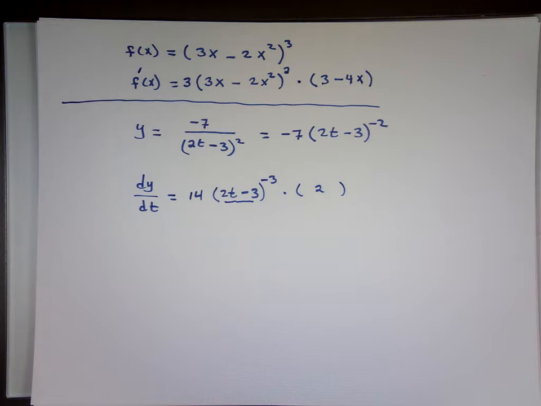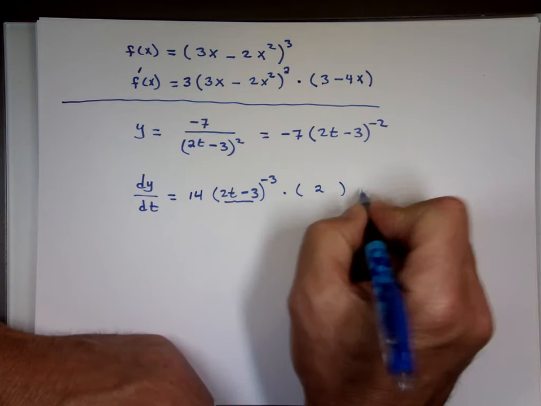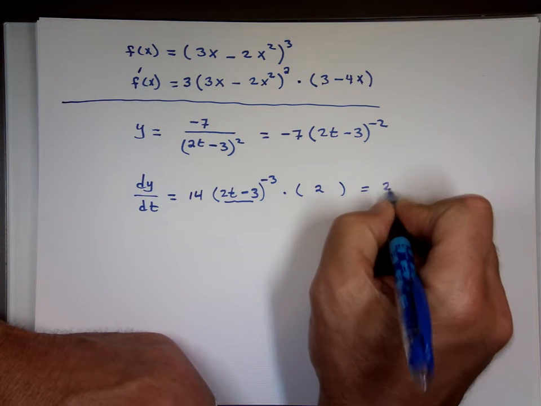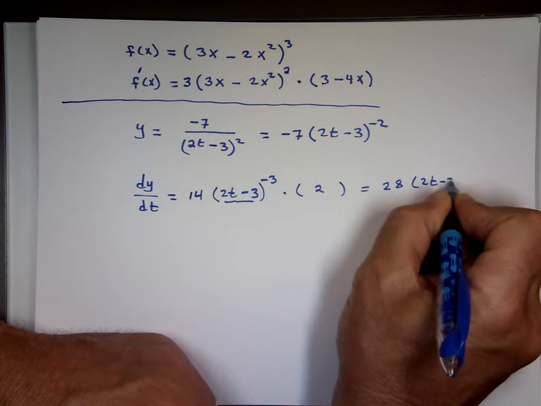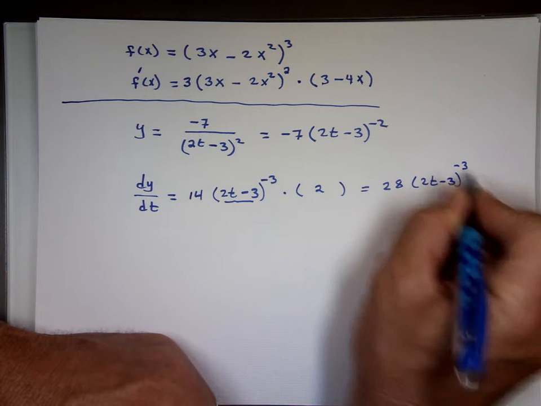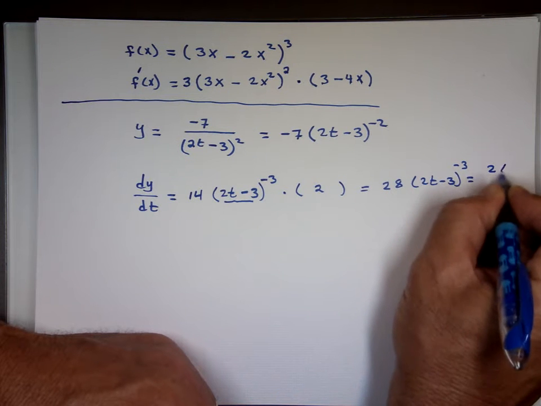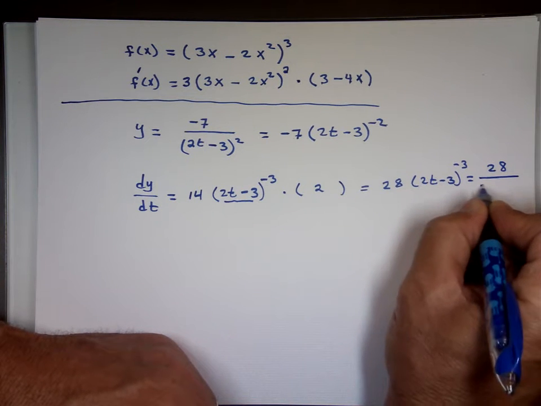Again, you want to clean it? That's what? 28 (2t minus 3) to the negative 3. Again, if they don't like negative exponents, 28 over (2t minus 3) cubed.